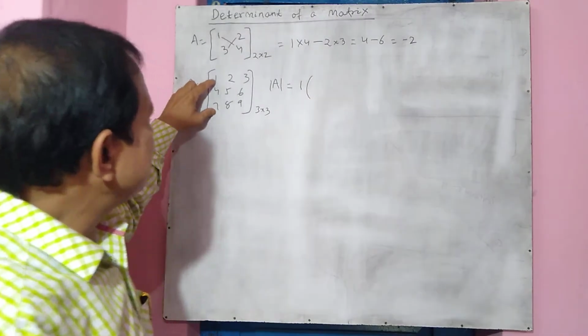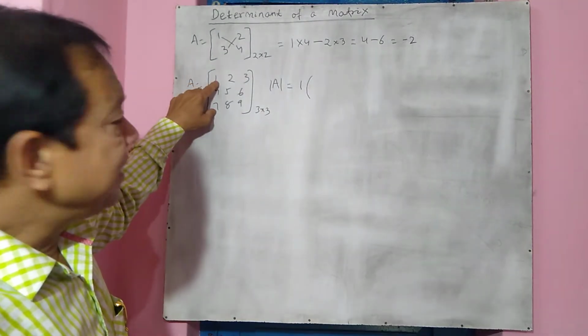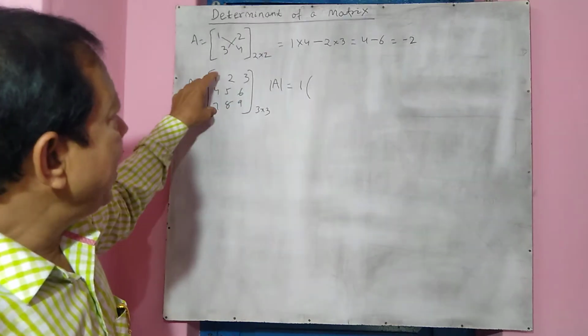Now remember, when you take this 1, it lies in the first row and the first column.